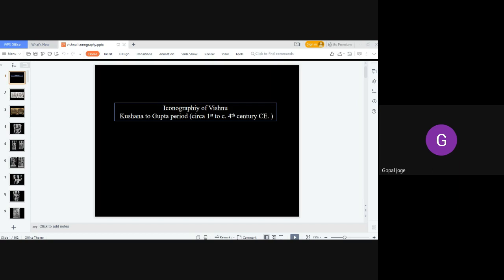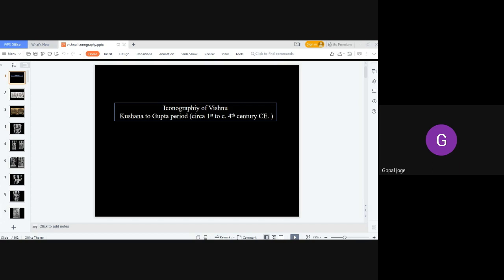Now, this period is generally remembered for the political expansion of the Guptas. The Guptas came into power, and in the course of history, the Guptas were the first rulers who upheld Vaishnavism as their family faith, the first royal family who supported Vaishnavism.